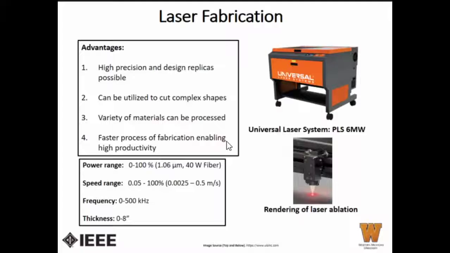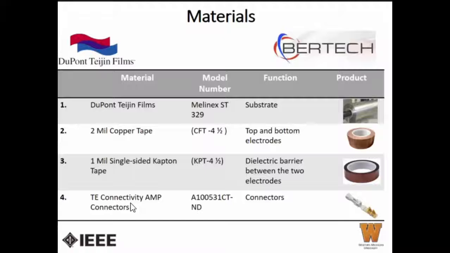If it is metal, we use fiber laser. If it is non-metal, we use carbon dioxide laser. For cutting metal, this particular system's fiber laser has a wavelength of 1.06 micrometer, and we can control speed, frequency, and thickness that we can cut through.